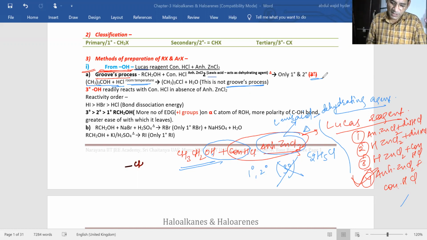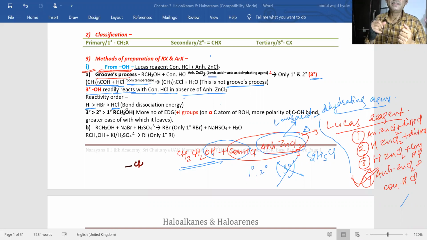Tertiary alcohol readily reacts with concentrated HCl in the absence of anhydrous zinc chloride. That is what is written here. Now, if you see the reactivity order of HI, HBr, and HCl, HI will be the most reactive and HCl the least reactive, because in the case of H and I, there is a huge difference in size between them. So their bond energy will be very, very less. So that will be most reactive.